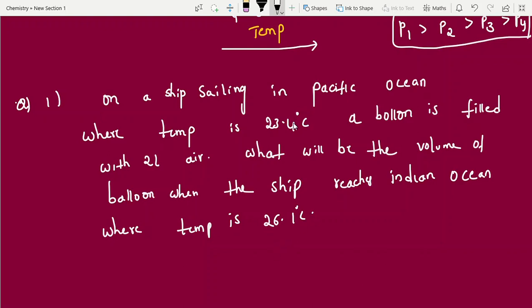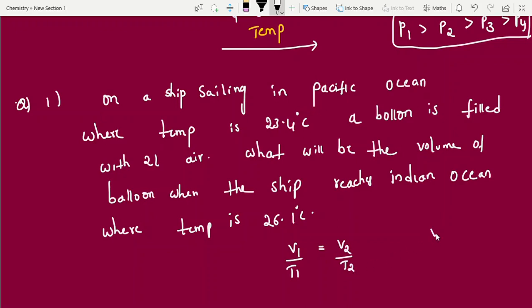See students, what is the logic? Two temperatures and two volumes are related. What is the relation? Charles law. Here temperature they had given, here volume they had given, again they had given temperature. They are asking what will be the volume. So one volume they are asking, two temperatures they had given. So what is the relation? Charles law. What is Charles law? V1 by T1 equal to V2 by T2.